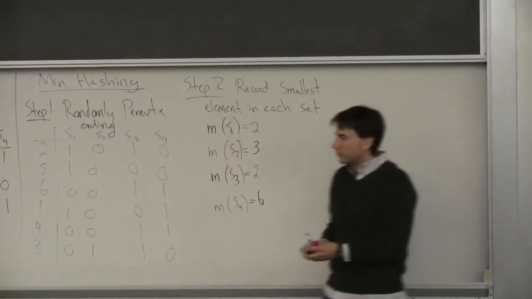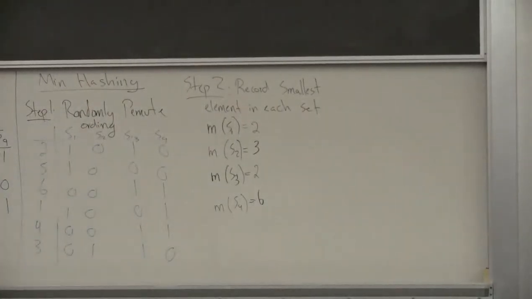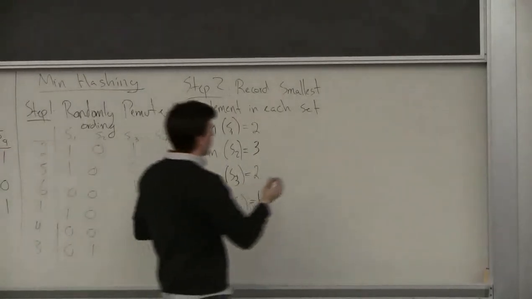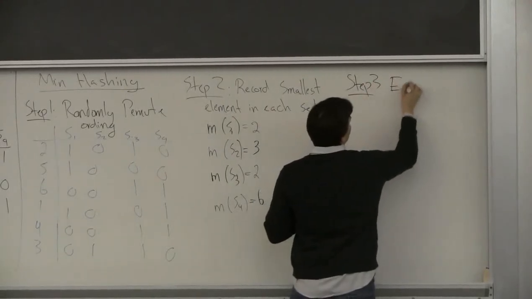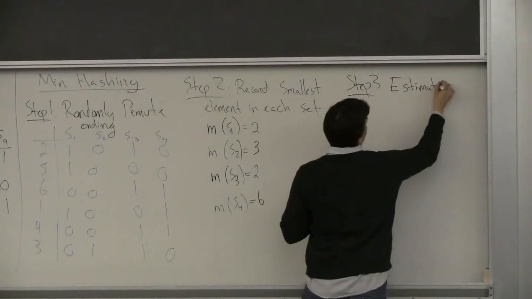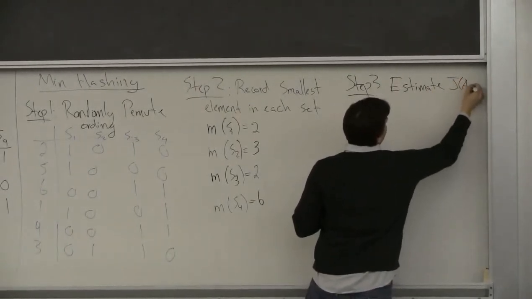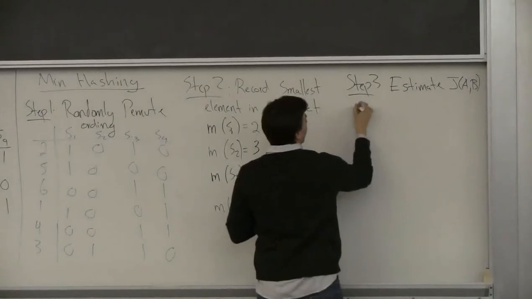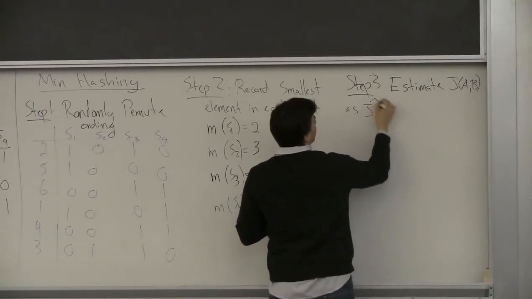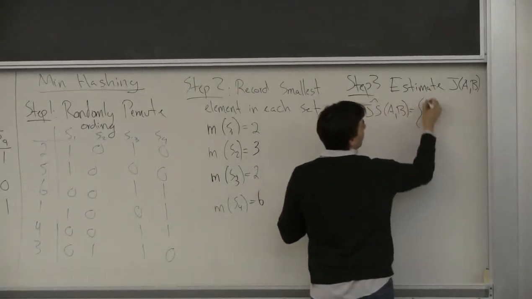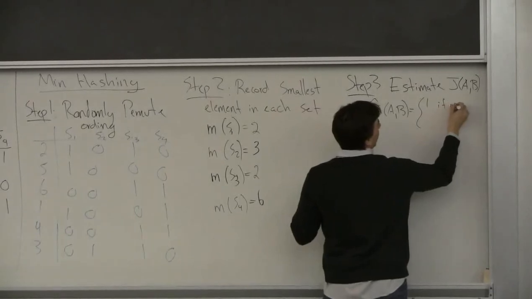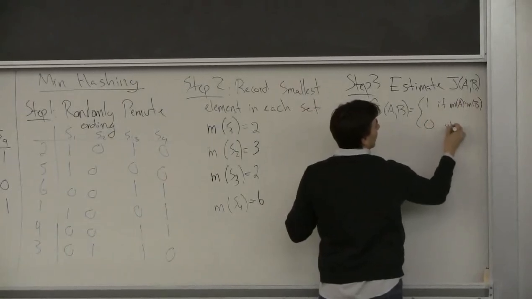Okay? So now what I can do is, I'm going to estimate, and this part is going to be a little strange maybe, the Jaccard similarity between two sets as some Jaccard similarity hat of A B, which is going to be defined as 1 if M of A equals M of B, and 0 otherwise.